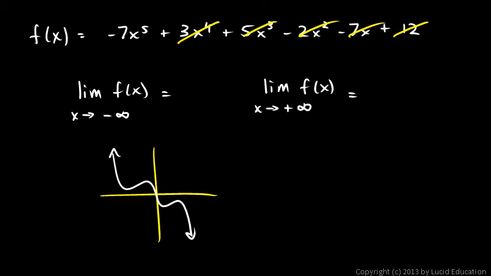And there you have it. In the negative direction, this thing's going up. So this is positive infinity. And in the positive direction, this thing is zooming down. So in the positive direction here, it's negative infinity. And we can get that entirely by looking at the power and the sign of the lead term.